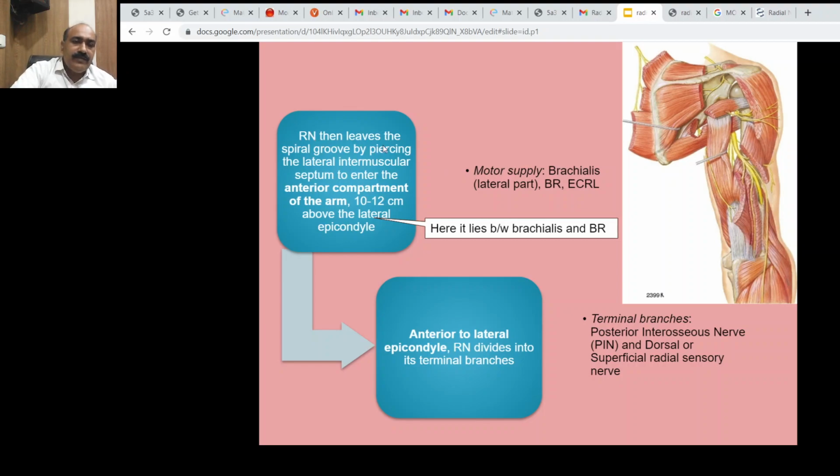Radial nerve then leaves the spiral groove by piercing the lateral intermuscular septum to enter the anterior compartment approximately 10 to 12 cm above the lateral epicondyle. It gives motor supply to brachialis, lateral part, brachioradialis, and extensor carpi radialis longus. Anterior to the lateral epicondyle, radial nerve divides into its terminal branches, posterior interosseous nerve and dorsal or superficial radial nerve.